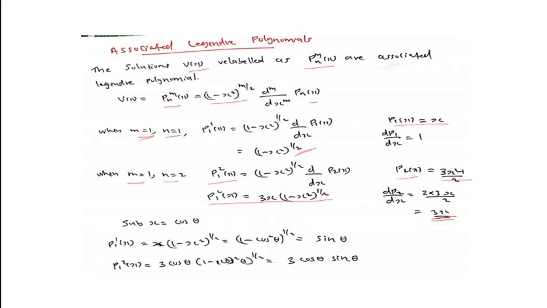Now in terms of theta, if you want to represent this equation, then you have to substitute x is equal to cos theta, and if you substitute x is equal to cos theta, then P 1 1 of x will be equal to 1 minus x square raised to 1 by 2, that will be equal to 1 minus cos square theta raised to 1 by 2, and that will be equal to sin theta. And also P 1 2 of x will be 3 cos theta sin theta.